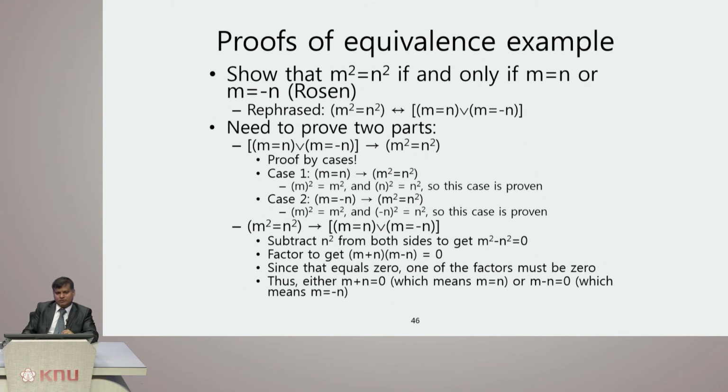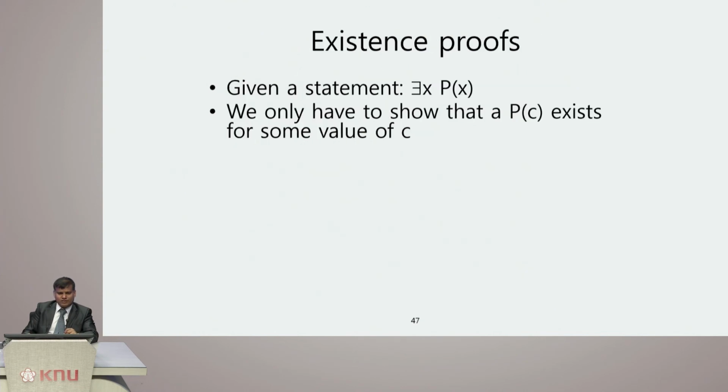So in this way we can show that m square equals n square if and only if m equals n or m equals minus n. So this has been proved by means of this proof of equivalence. This is quite an interesting principle.